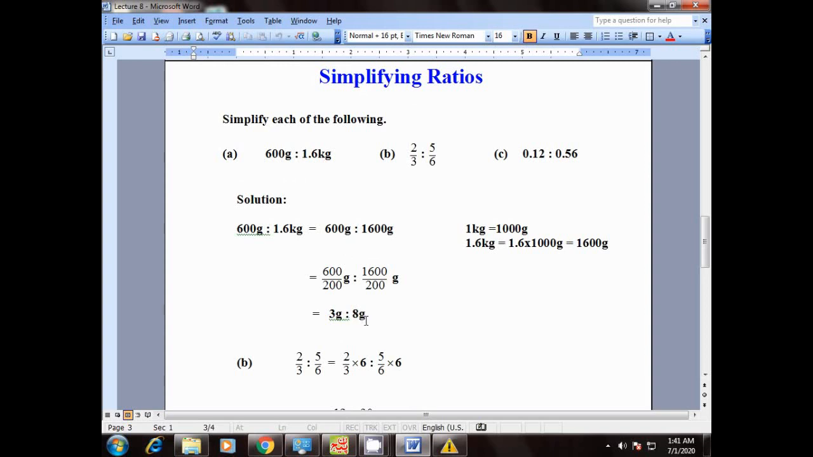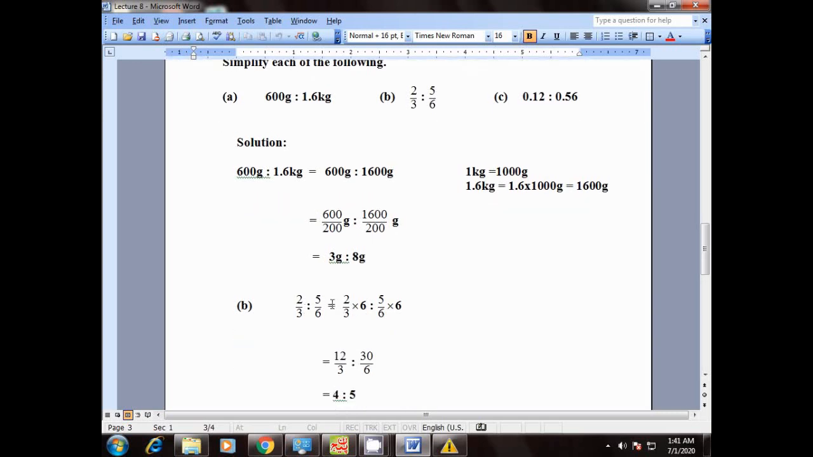Second part, we have given fractions, 2 divided by 3 ratio 5 divided by 6. To simplify this ratio into its simplest form, we will multiply both the first and the second quantities by 6. 2 divided by 3, which is the first quantity, multiplied by 6, ratio 5 divided by 6, which is the second quantity, multiplied by 6.